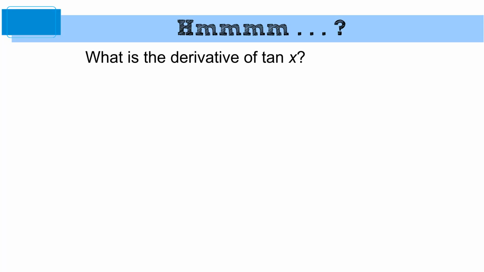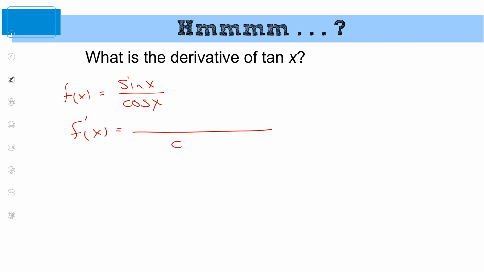Okay, how do I find the derivative of tangent? Because we now have the quotient rule, I can simply say the tangent can be written as sine x over cosine x. Let's call that f of x. We'll keep things nice and neat here. F prime of x: cosine squared x on the bottom. Bring that up to the top.